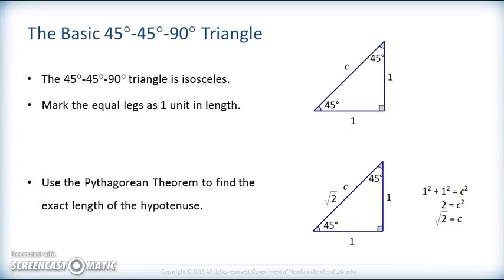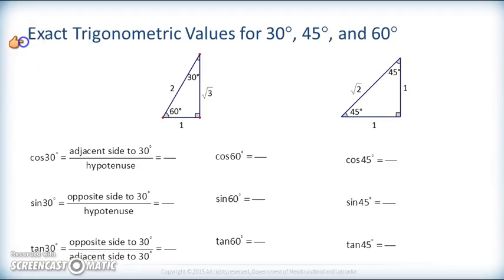You may be wondering why we want to even interest ourselves in the basic 30, 60, 90 and 45, 45, 90 triangles. Well, for one reason, we would like to be able to find some exact values for the cosine, sine, and tangent of 30 degrees, 60 degrees, and 45 degrees. And we'll do that by using these triangles. First of all, you may recall that the cosine of an angle is equal to the adjacent side divided by the hypotenuse. The sine of an angle is opposite over hypotenuse. Tan is opposite over adjacent.